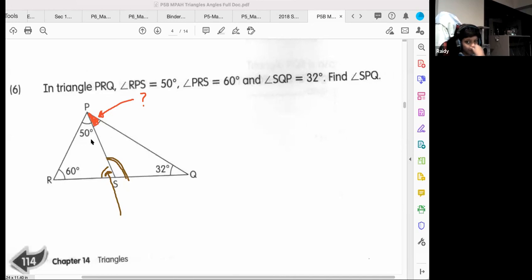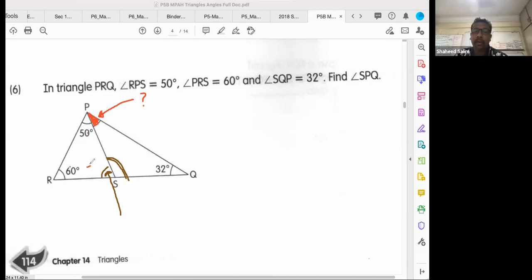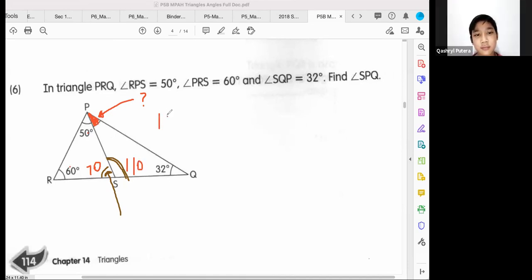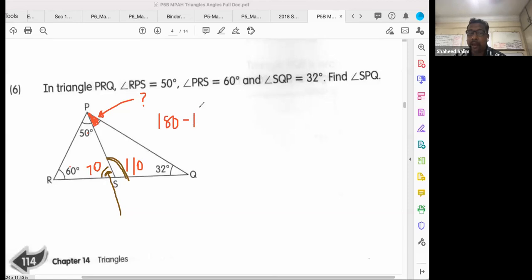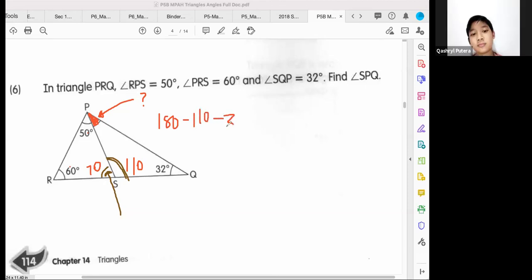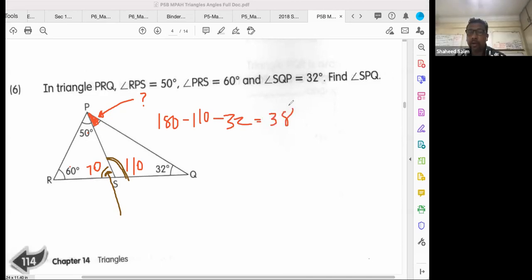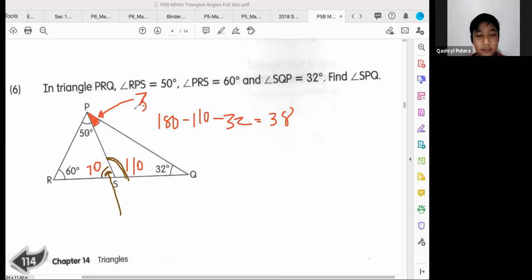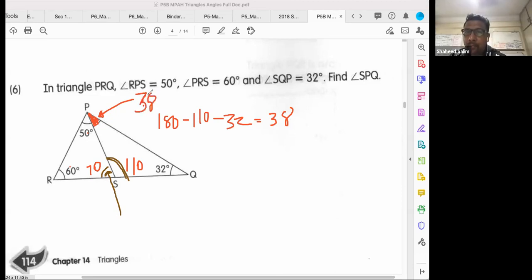Okay, Ken. So you take 180 minus 50 minus 60, you get 70 here. That's one way, and then 180 minus 70, you get 110. Then how to find this one? 180 minus 110 minus 32. This is one method, okay? This is 38. Putra, do you use this method? No. Okay, there's another method. Teacher, I use 180 minus 60 minus 50, you get 70, 70 minus 32. Well done.